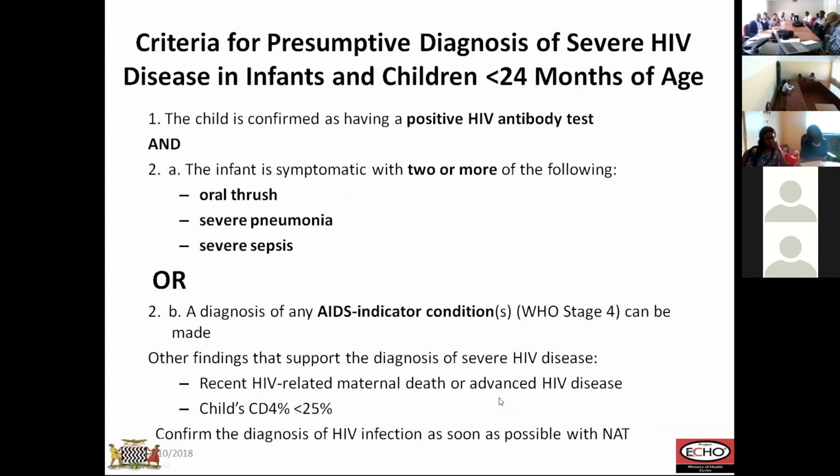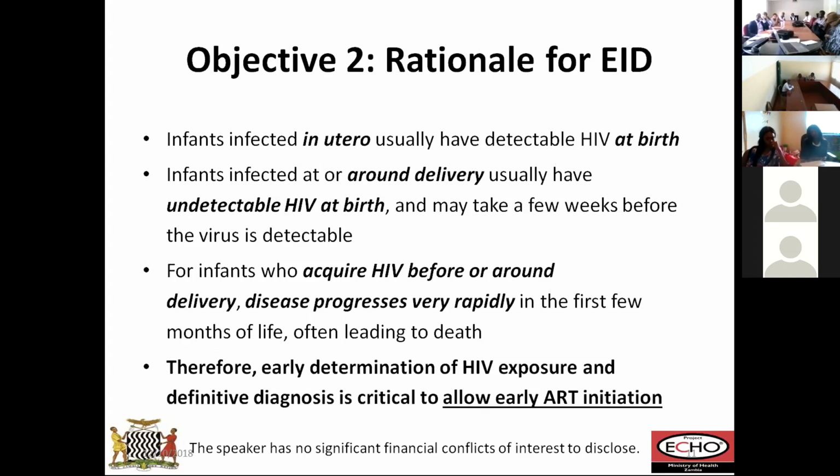For infants who acquire HIV before or around delivery, disease progression can also be quite rapid in the first few months of life, leading to death. So these are the ones who fall in that first category, which we talked about earlier. Because of these reasons, it's very important that we identify these infants as early as possible.